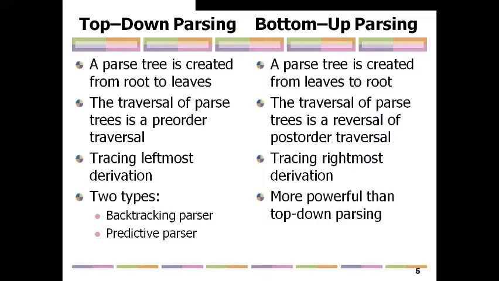The next major difference is that in top-down parsing, the traversal of the parse tree is in pre-order, but in bottom-up parsing, it is in post-order traversal. The top-down parsers trace the leftmost derivation and bottom-up parsers trace the rightmost derivation. And when comparing the two, bottom-up parsing is the most powerful parsing compared to top-down parsing.